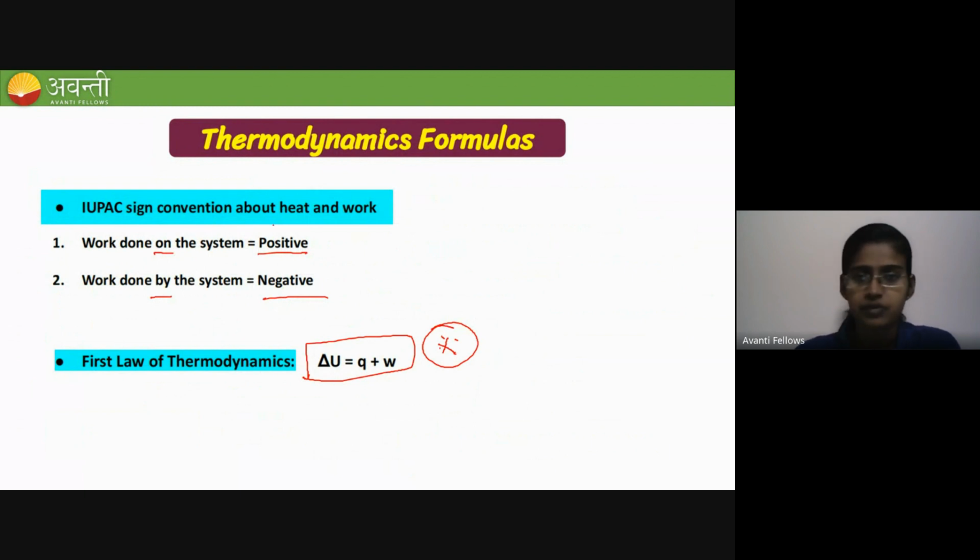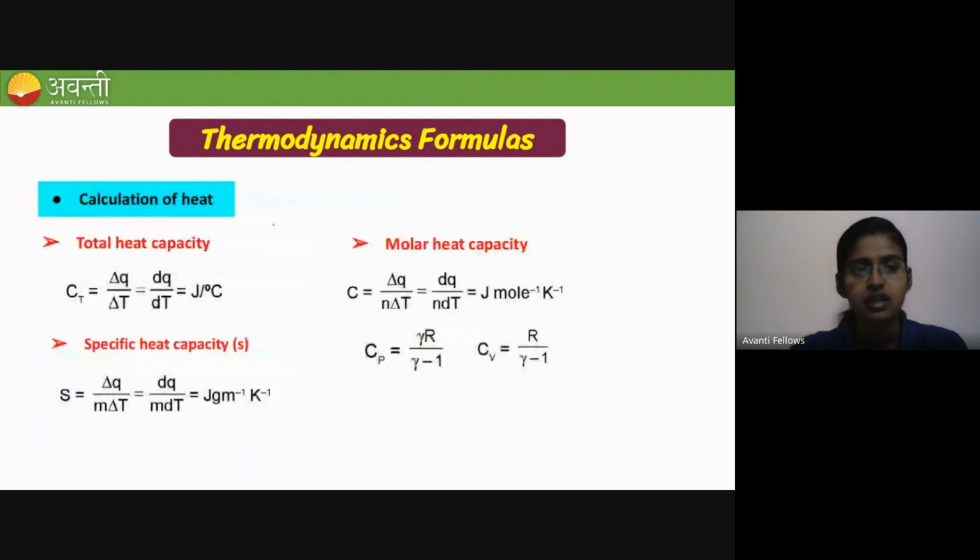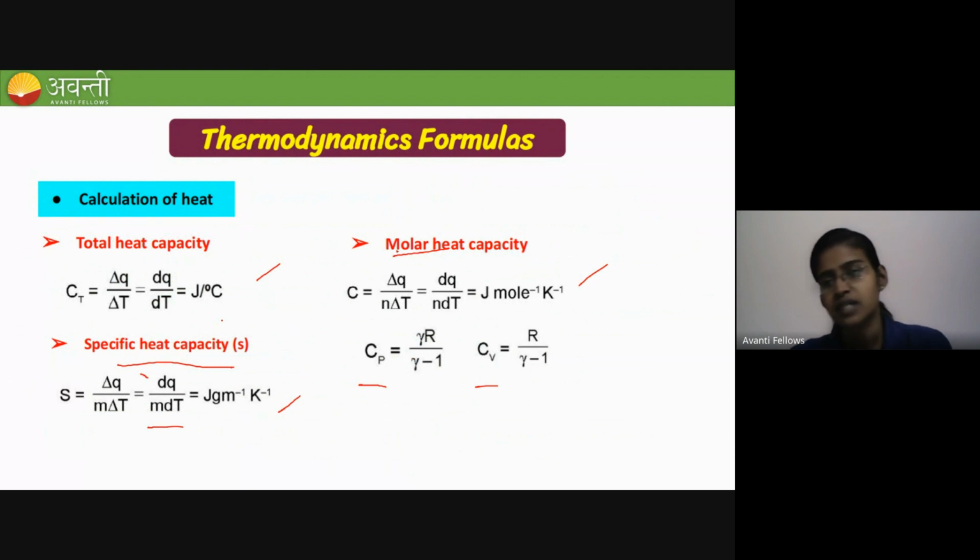Clear? So concentrate. For the calculation of heat, the total heat capacity is dQ by dT. To find the molar heat capacity, it will be dQ by n dT. And for specific heat capacity, it is dQ by m dT. To find Cp and Cv, you have to use these two relations, but we will not use these two. It is very rare, but the first three formulas are very important: total heat capacity, molar heat capacity, and specific heat capacity.